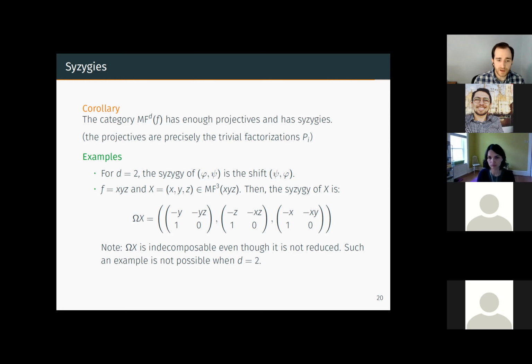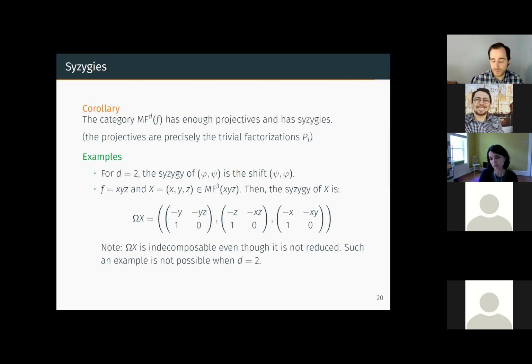So for example, if f is x times y times z, we can look at the factorization that we mentioned before, which is just x, y, z. So it's a 1-by-1 matrix factorization with 3 factors. It is reduced because all the entries are in the maximal ideal. The syzygy in this category is precisely this triple of matrices. And you can see each one has a 1. And this is weird. The reason it's especially weird is because these ones are not redundant in some way. So this matrix factorization, which I'm calling omega x for the syzygy, is actually indecomposable, even though it's not reduced.